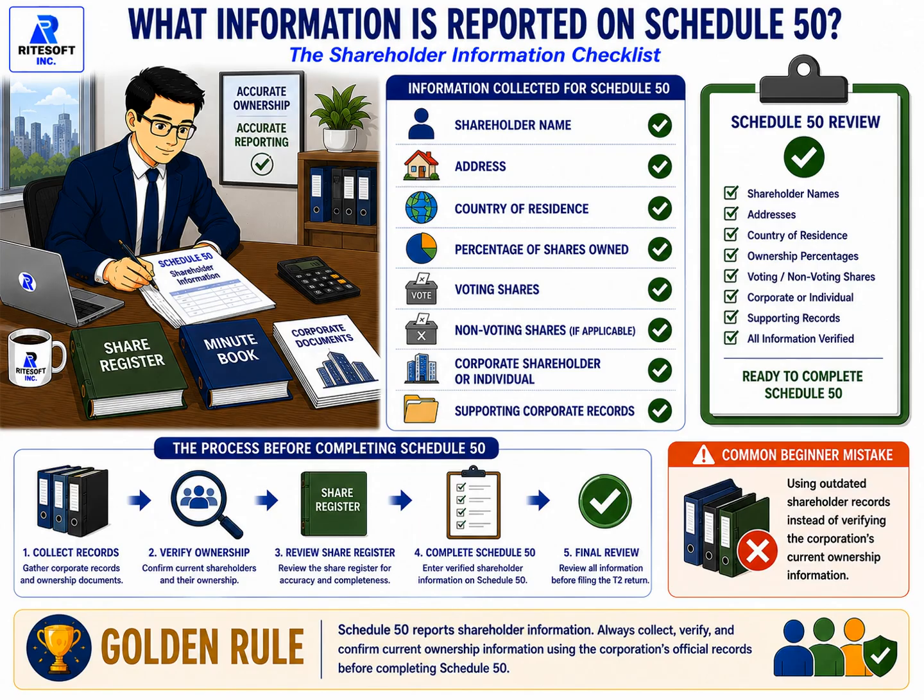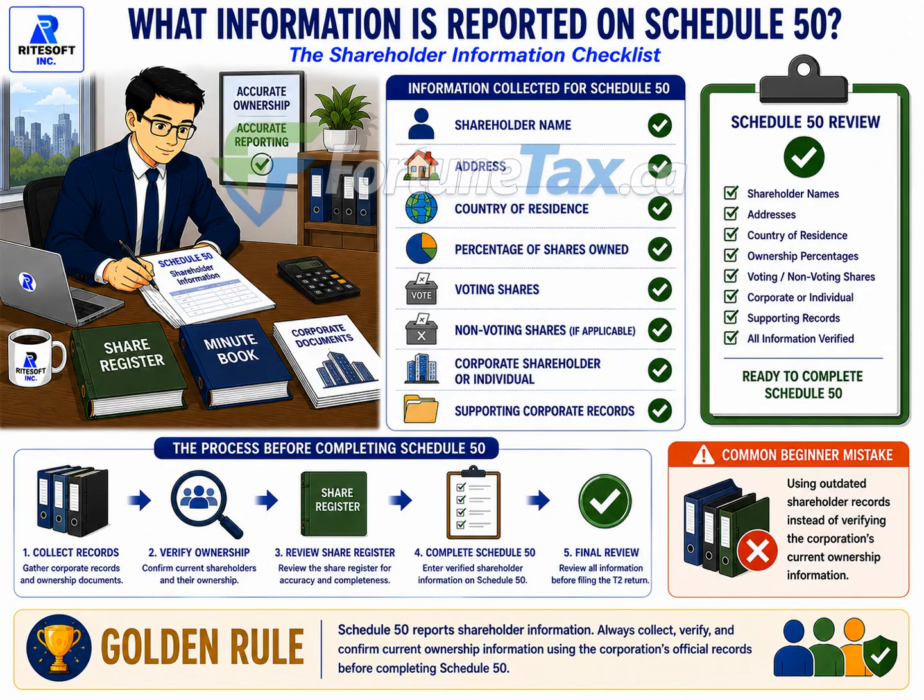The tax preparer also reviews the type of shares held. Some shareholders may own voting shares, while others may own non-voting shares, depending on the corporation's share structure. In some cases, the shareholder may be an individual, while in other cases the shareholder may be another corporation. Schedule 50 requires accurate information about the ownership structure, so these details should always be verified before completing the schedule. To gather this information, professional tax preparers rely on the corporation's official records.